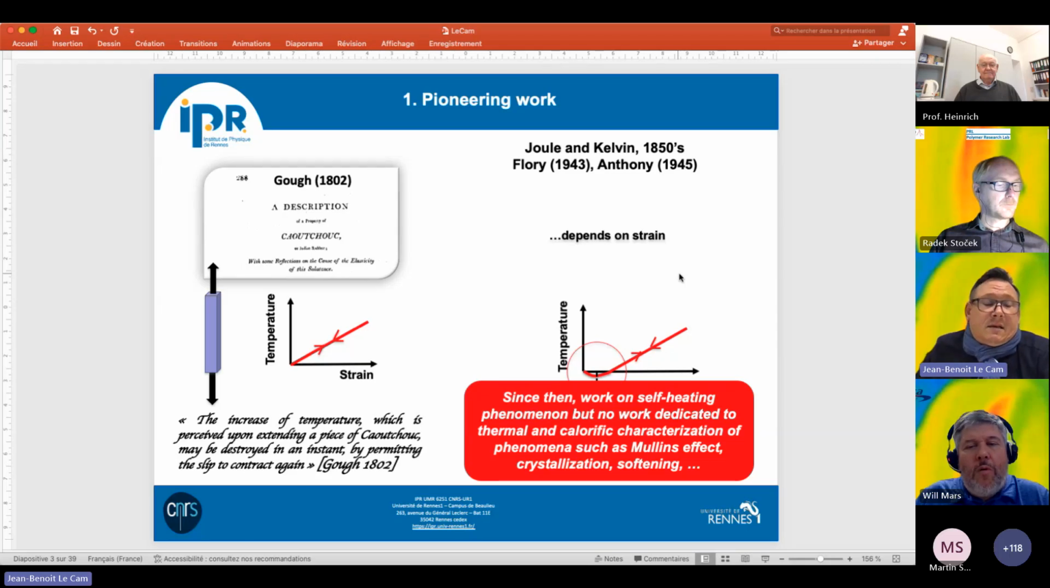Since this period and this work, there were works on the self-heating phenomenon, but no works dedicated to the characterization of the thermomechanical effects of phenomena such as accommodation, softening, and viscosity, etc. And this is the aim of the presentation and of chapter 1 in the book.